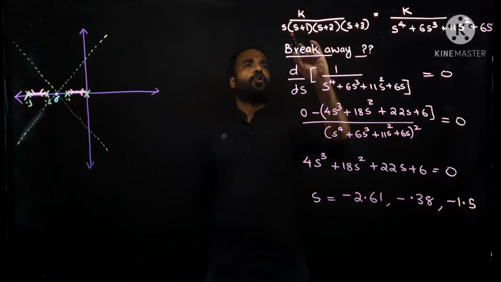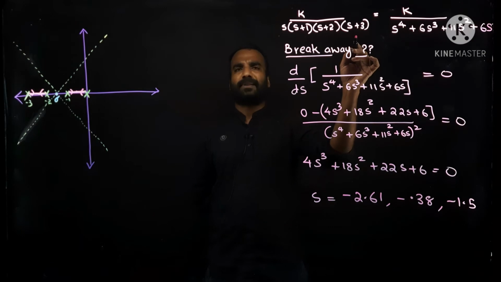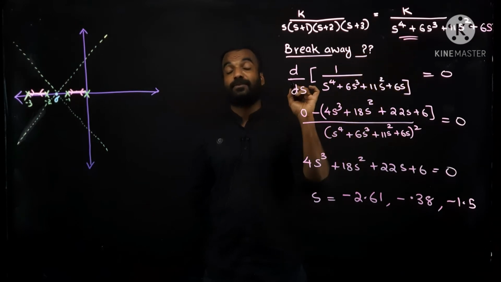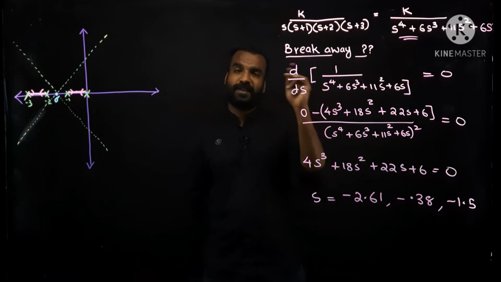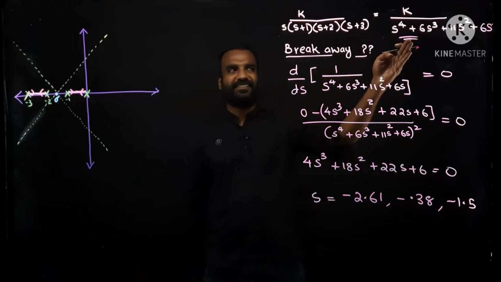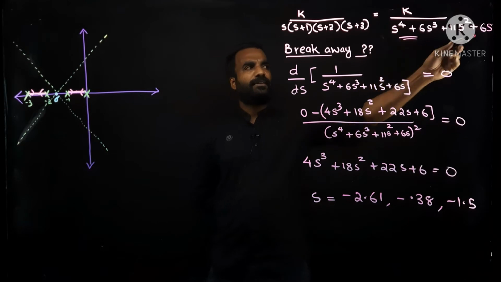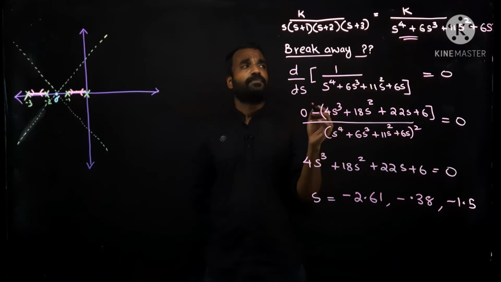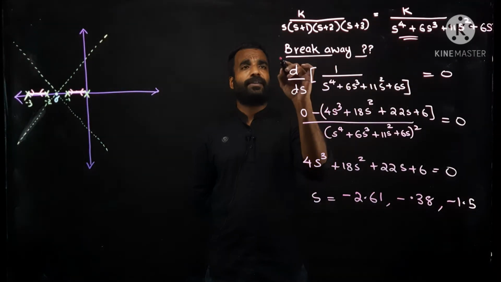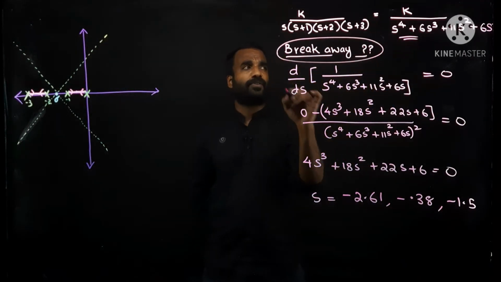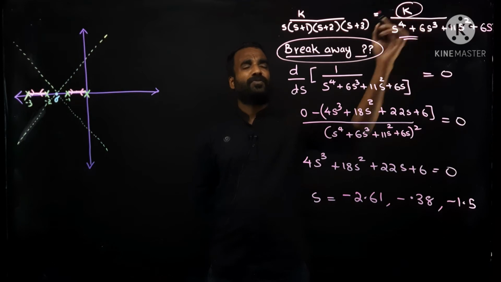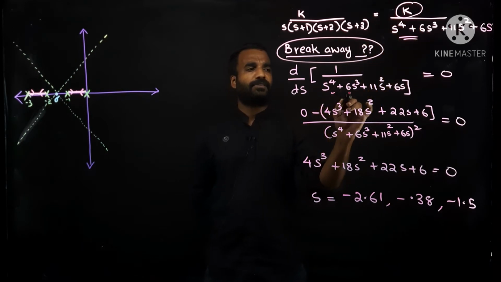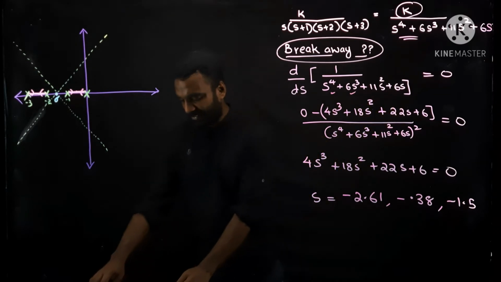Now for calculating breakaway points, I am just opening the brackets. It will take some time. Just open the brackets and check whether it is right or wrong. Then you will get a fourth order equation, with s raised to 4 as the highest order. Then you are going to differentiate it. For finding the breakaway point, you have to differentiate this. No need to differentiate K, K is a constant. So d by ds of 1 by s raised to 4, 6s cube, 11s square plus 6s.